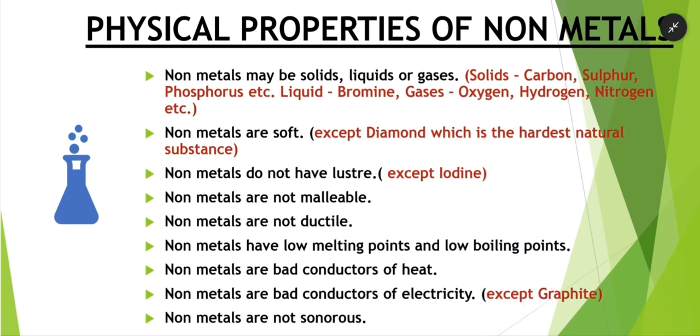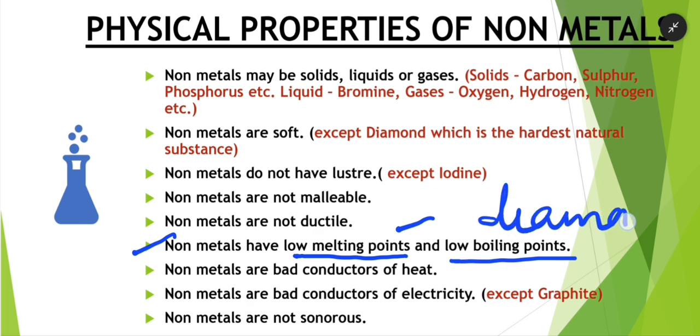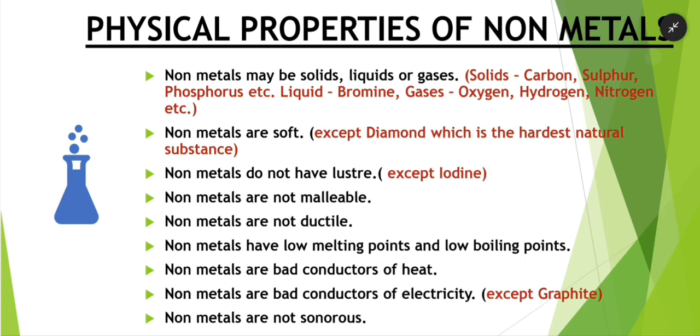The next property of non-metals is that they have low melting points and low boiling points. The exception for this case is again diamond. Diamond has a high melting point and a high boiling point.